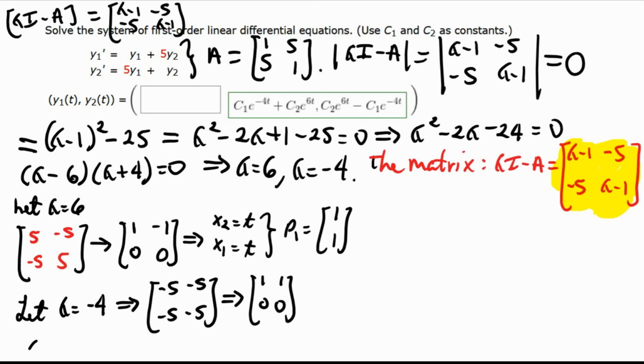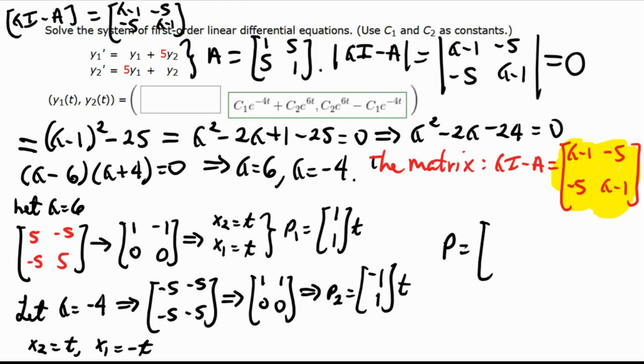Notice that x sub 2 is the floating parameter, and x sub 1 is equal to -t. So this implies that p sub 2 is equal to -t and t, or that is, it's times a t on the outside. We just take the numbers. So the matrix P that we want is 1, 1, and then -1 and 1.